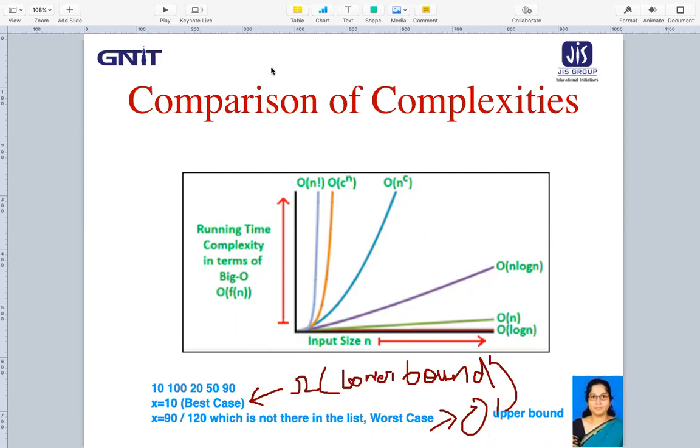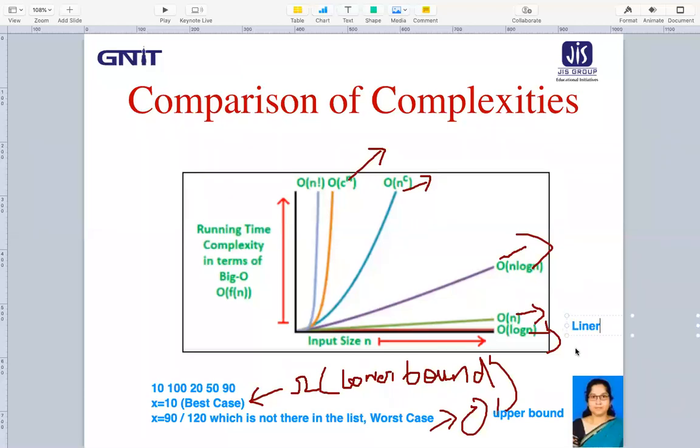Now, if we look at this diagram or this graph, you see the minimum is log n. Next comes n. Next comes n log n. Next is n to the power c, where n is variable but c is constant. Then at the maximum is n factorial. We can name each of these things.